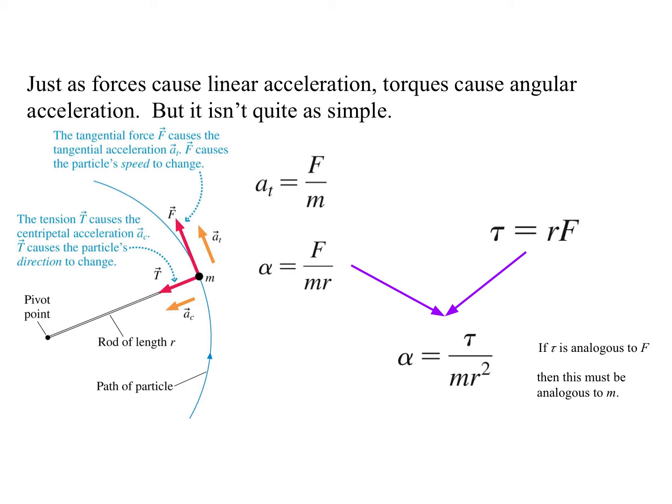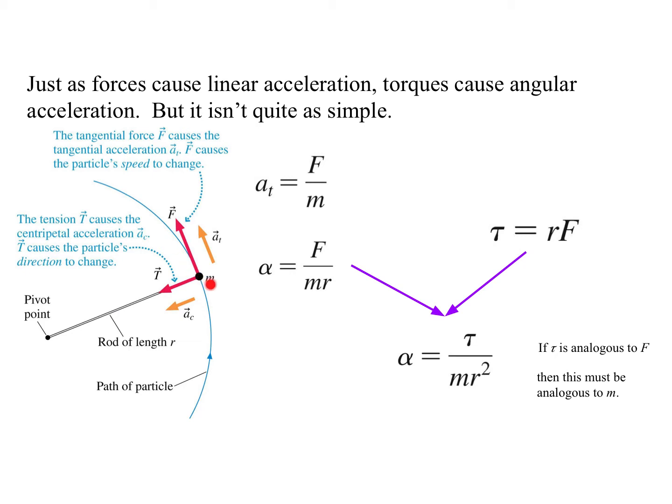Consider for the moment a thing which is on the end of a rod, and we are exerting a force on the mass at the end of that rod. The rod keeps it from going in a straight line and keeps it moving in a circle. We apply some force, and the rod also has some tension. So this mass has two accelerations. Because it's going in a circle, it has centripetal acceleration. That comes entirely from the tension. That's what changes the direction of the motion.